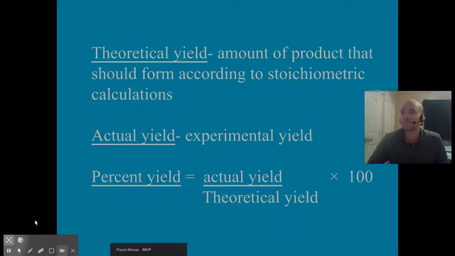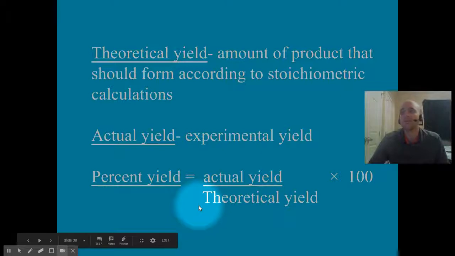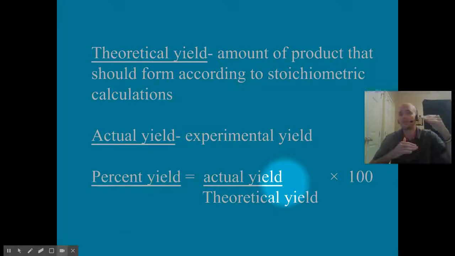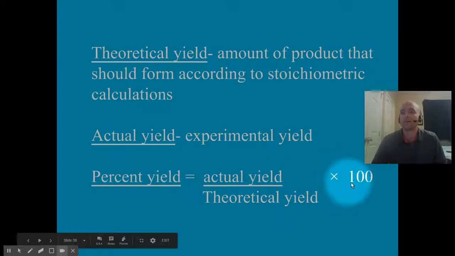The percent yield will be the actual yield divided by theoretical yield. This one is not on the formula chart, so I encourage you to commit it to memory. This was on the AP test last year. And we'll multiply. This fraction right here will give us a value less than or very close to 1, it could be a little above, and we'll multiply by 100 to give us a percent.